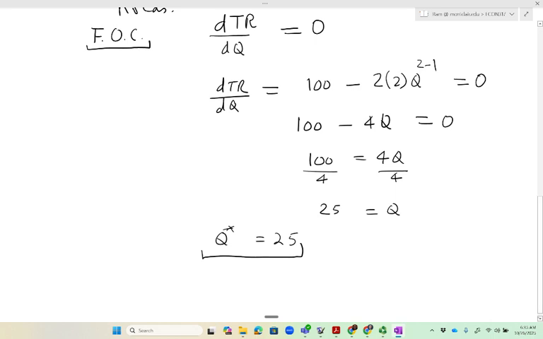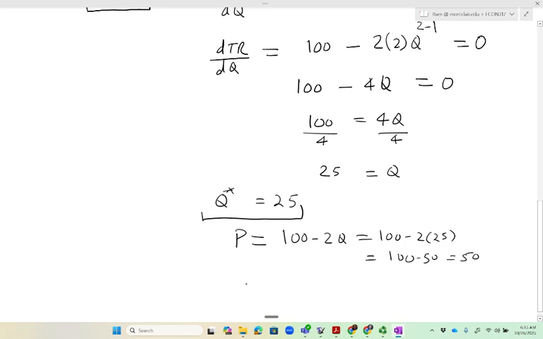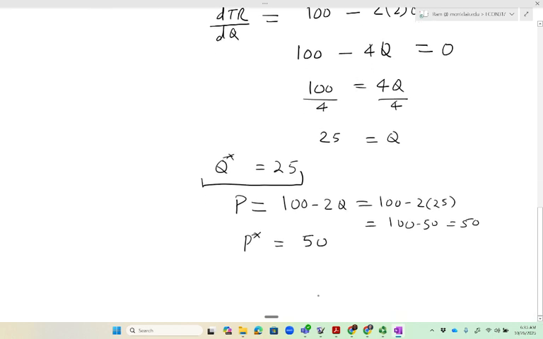Let's find out the total revenue. So I can go back to the inverse demand. P is equal to 100 minus 2 times Q. 100 minus 2 times 25 gives me 100 minus 50, 50. That's the price, and I will call it P star. This is the price which the firm will set in order to sell 25 units.